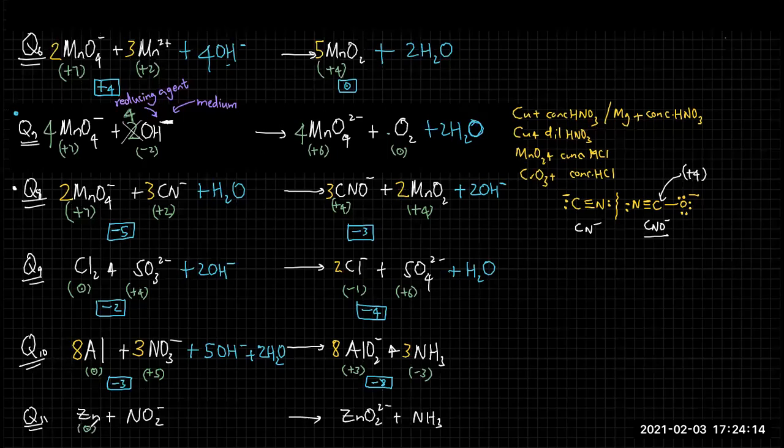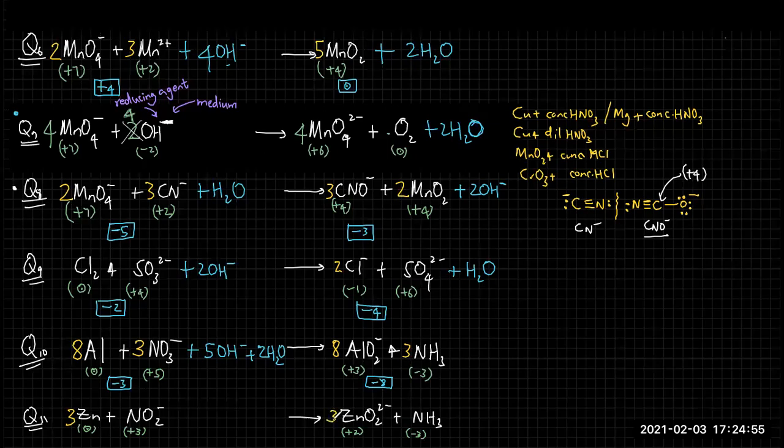Zinc 0, from 0 zinc has gone here. In zincate it is plus 2. Nitrogen here it's plus 3, and it has gone to minus 3 in ammonia, right? Now talking about zinc, from 0 to 2, difference is 2. And NO2 minus from plus 3 to minus 3, difference is 6. Now what's the problem on the left side? 6 and 2. I think that is not the simplest of ratios. So let's convert it to 3:1.